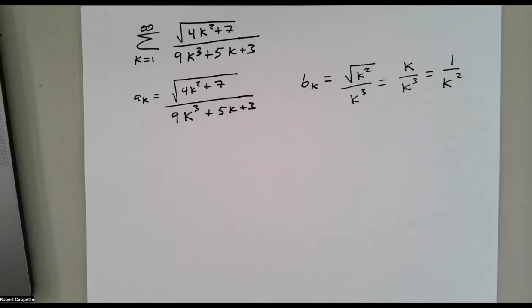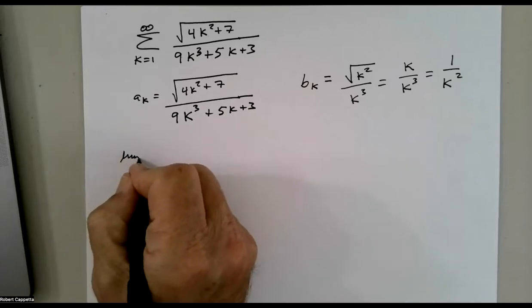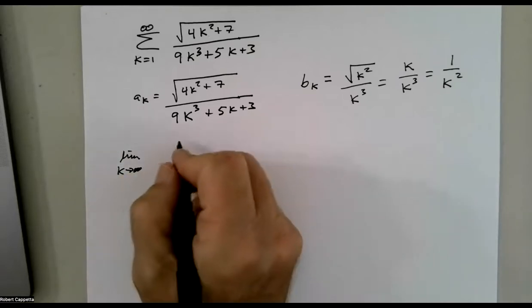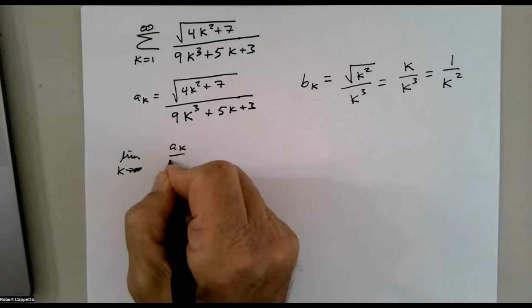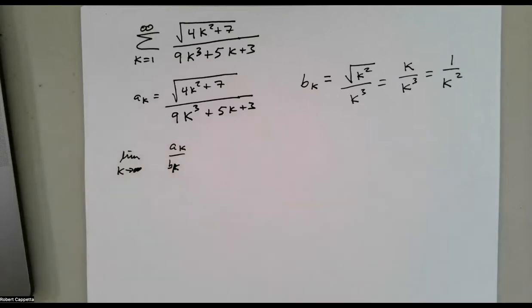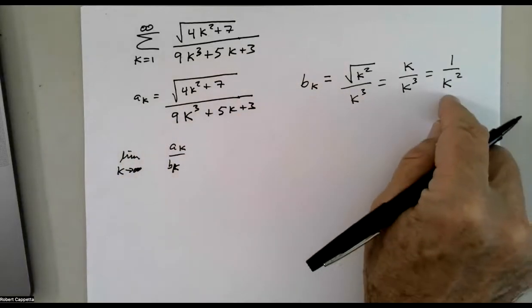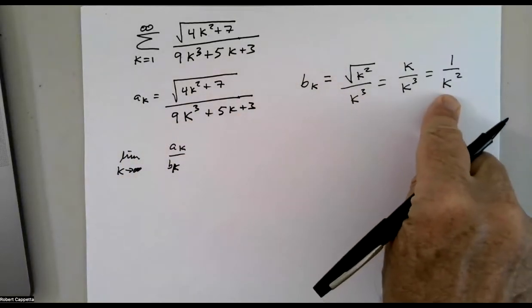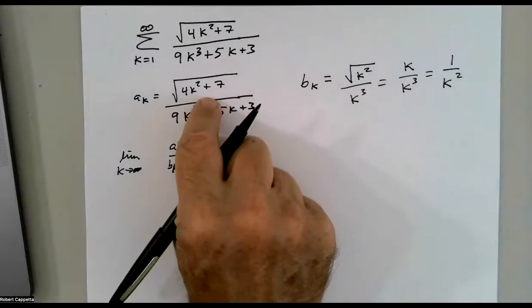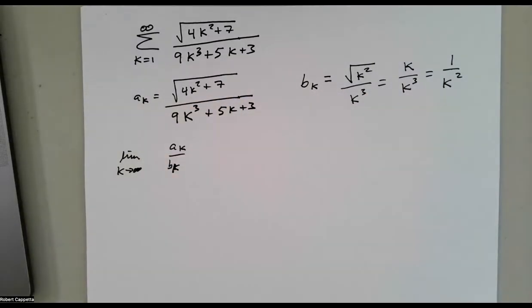So let's go ahead and look at it. Everything is positive, so we satisfy that requirement. We're going to look at the limit as k goes to infinity of a sub k over b sub k. If I get a positive finite number, then both are of the same type. We know the sum of 1 over k squared converges because of the p-series test, so I expect this will also converge if I get a positive finite limit.